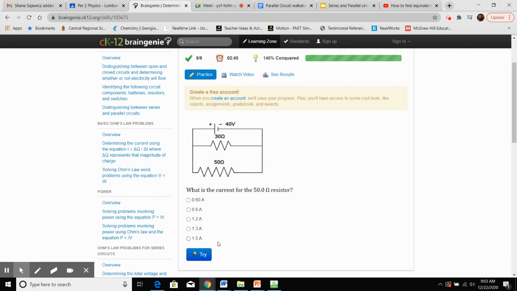Okay, what is the current through this guy? Well, I think this is the exact same one, but we have 40 volts going through here and 50 ohms of resistance. V over R gives us our current. So 40 over 50, again, that would be this 0.8.